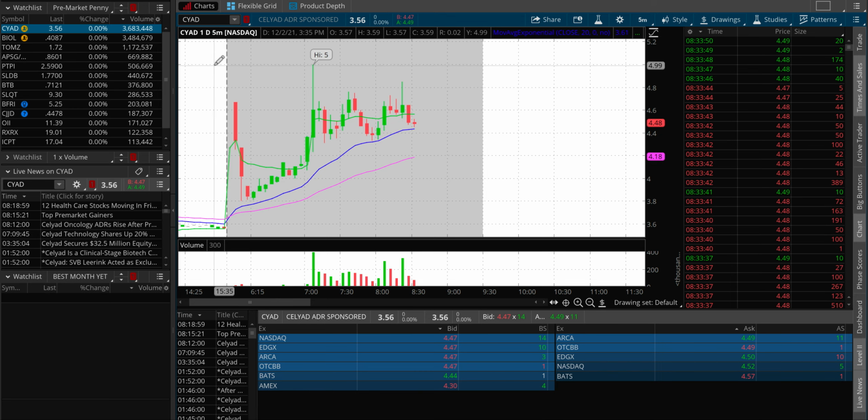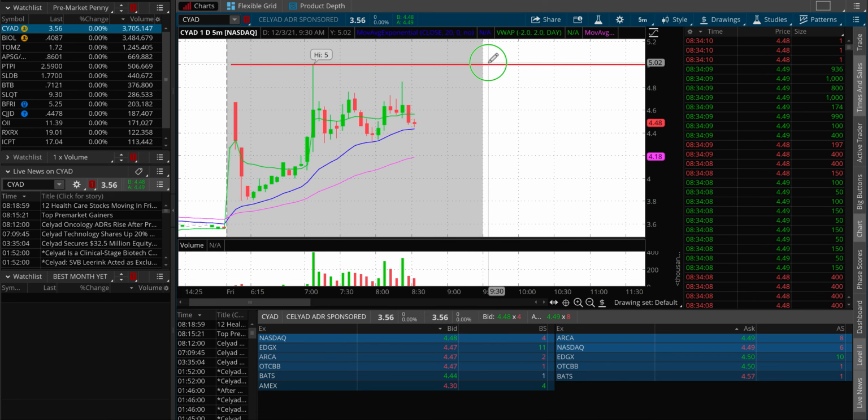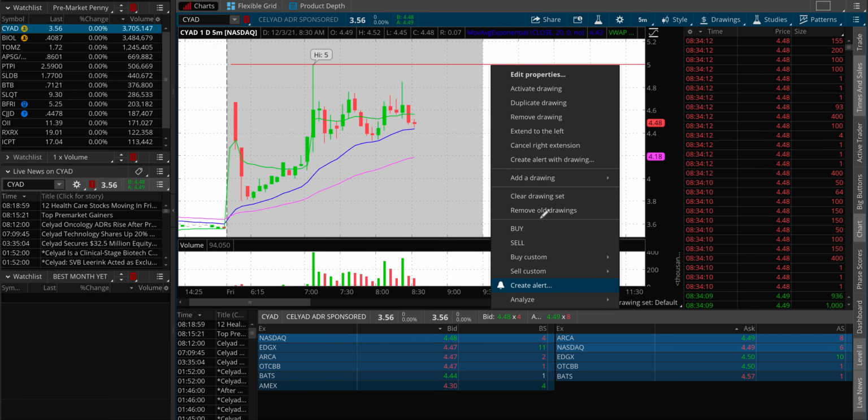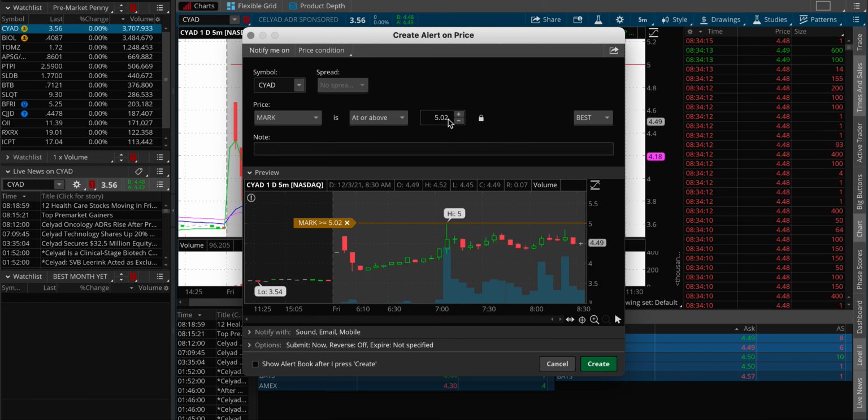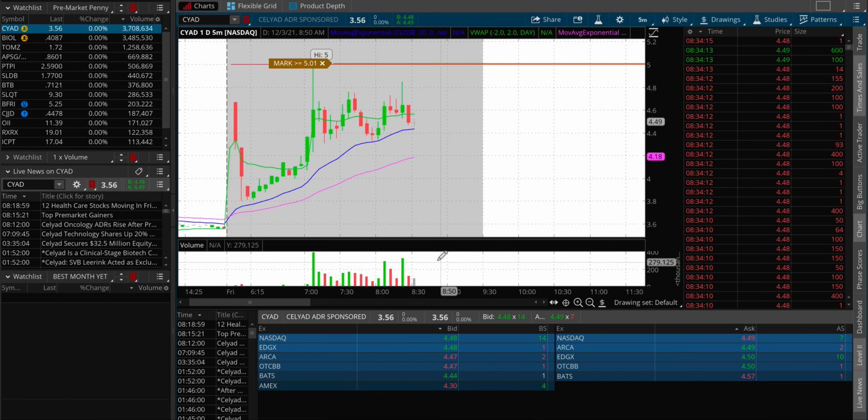The high of the day is $5. So obviously, a big psychological level, but also the high of the day on the stock. So it's a clear area for short sellers to have a stop. So a break above 5 is obviously short squeeze potential, and we're going to set an alert for that.